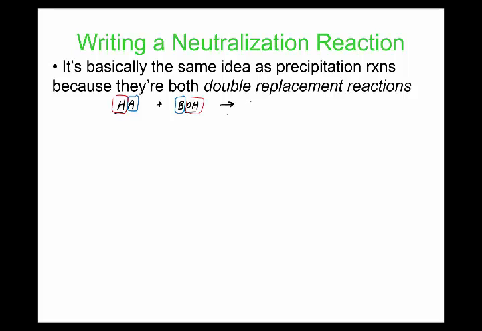So you'll get H2O, or HOH. Sometimes you might even see it written like that. Plus BA, and BA is a generic for a salt, an ionic compound. Usually it's soluble also. And then this is water.